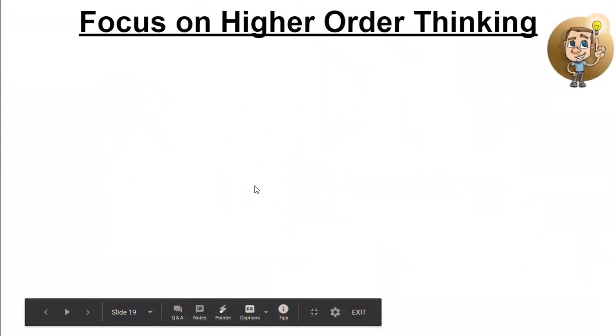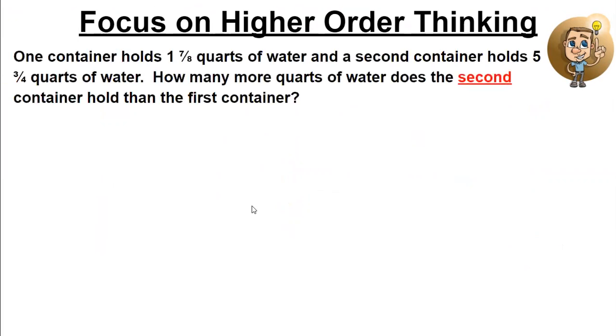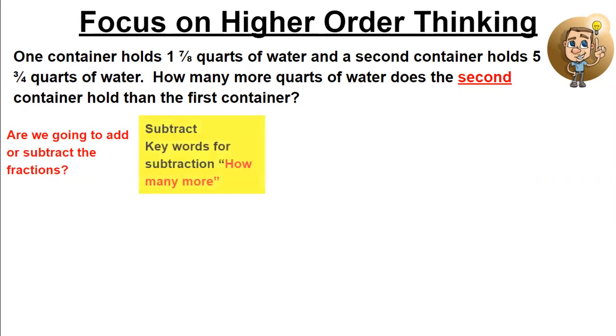Okay, welcome back. We're on focus on higher order thinking. One container holds 1 7/8 quarts of water, and a second container holds 5 3/4 quarts of water. How many more quarts of water does the second container hold than the first? So this is a subtraction question. Are we going to add or subtract? I just told you we're going to subtract. The keywords are how many more, which fraction is written on the top.